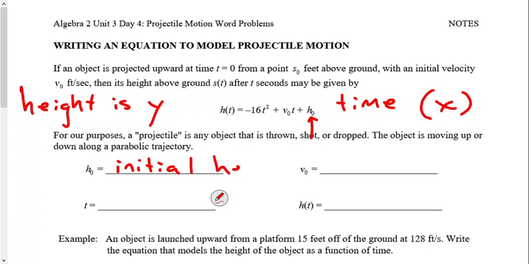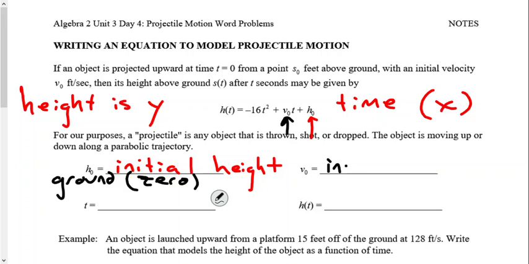Height. If it says the ground, that implies 0. Okay? V sub o is our initial velocity.